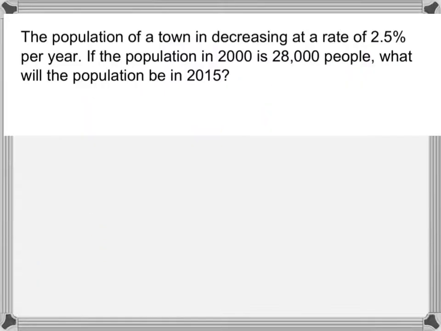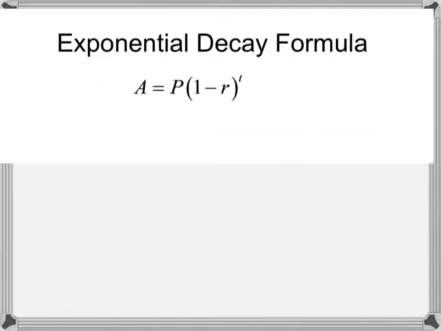Now let's look at something that represents decay. Let's say the population of a town is decreasing at a rate of 2.5% per year. If the population in 2000 is 28,000 people, what is the population in 2015? Now it turns out there's another function, a lot like the one I just showed you, the exponential decay. So the only difference here is that instead of plus, you have a minus. So everything represents the same as before.